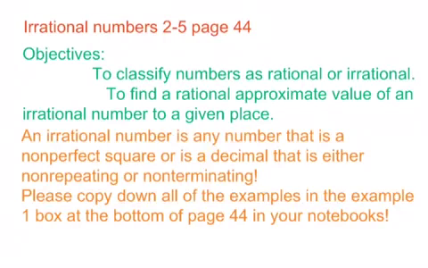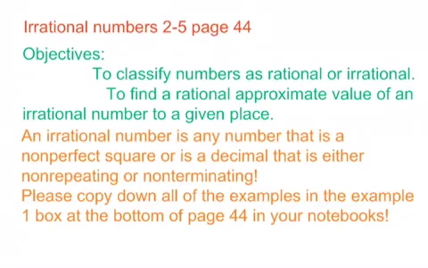Okay guys, today we're going over Rational Numbers 2-5 on page 44. Your textbook needs to be open in order for you to complete your notes for today's lesson. The objectives are to classify numbers as rational or irrational, and then to find a rational approximate value of an irrational number to a given place.